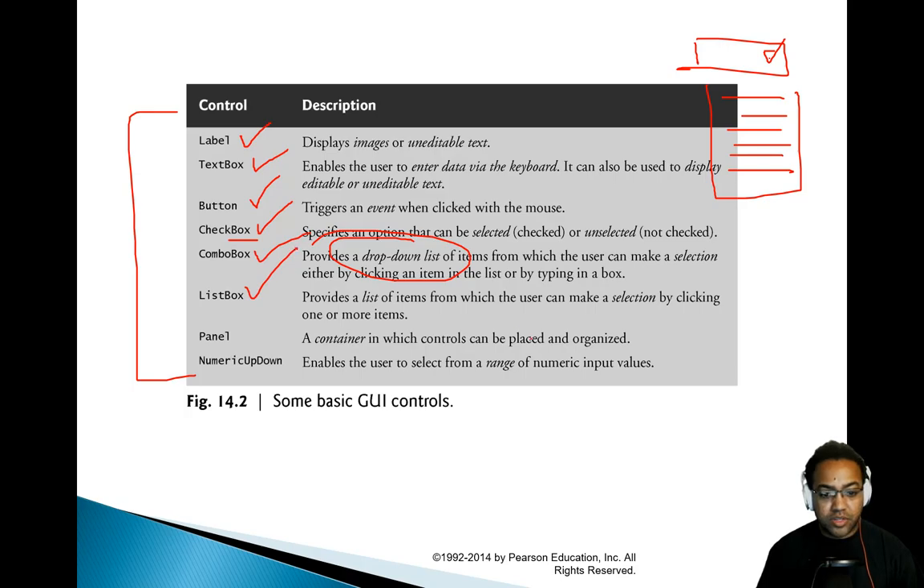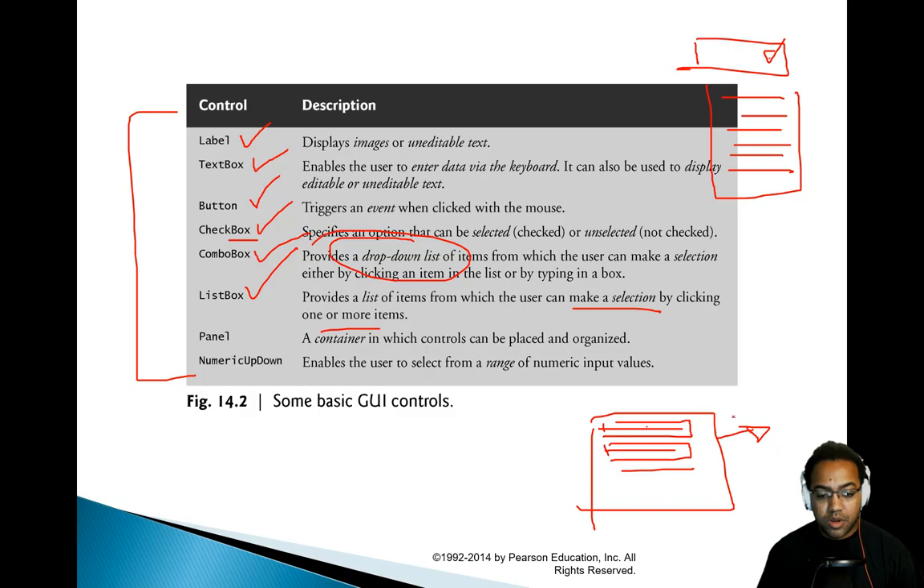A list box is a list of items that you can make a selection by clicking one or more items. So a list box is more like a box that has items in it, and you can click each item, and then that item will be selected, and you can click another item and it'll be selected, and then you can go to the next page if you want to, or however that operation works.